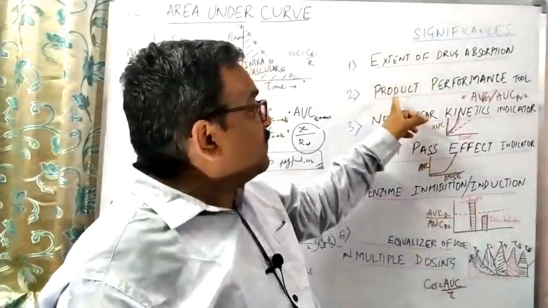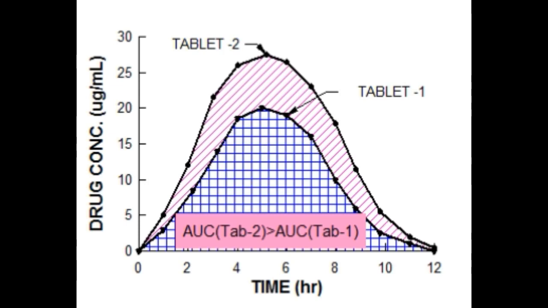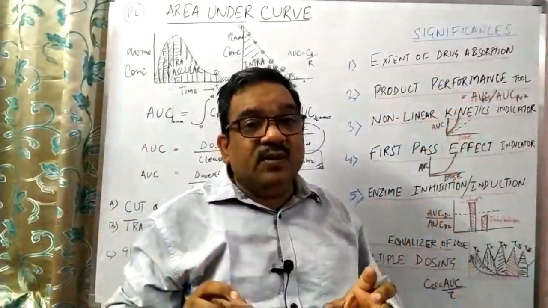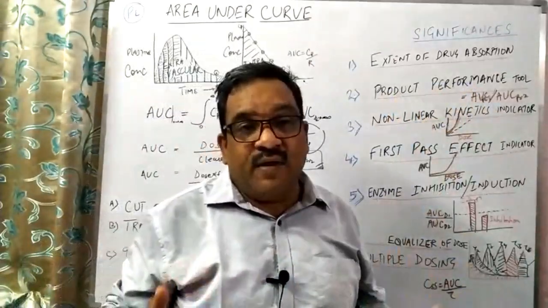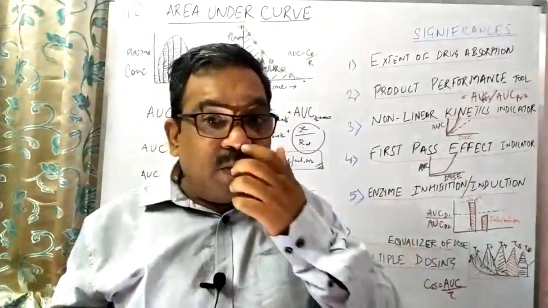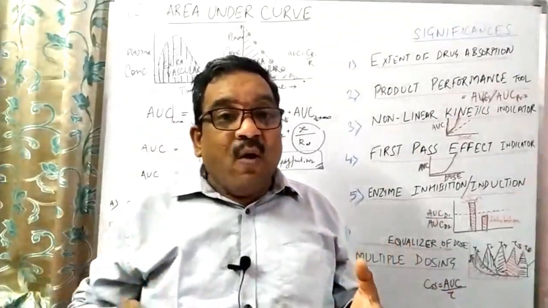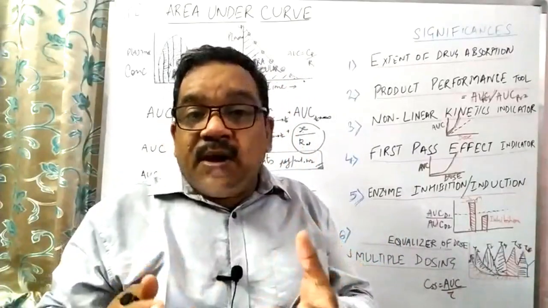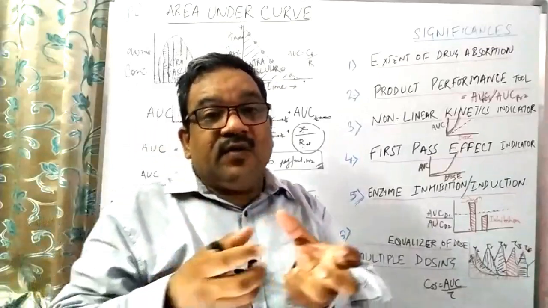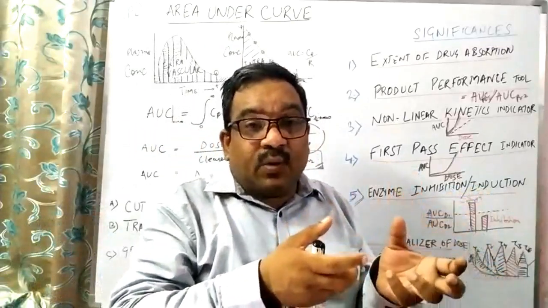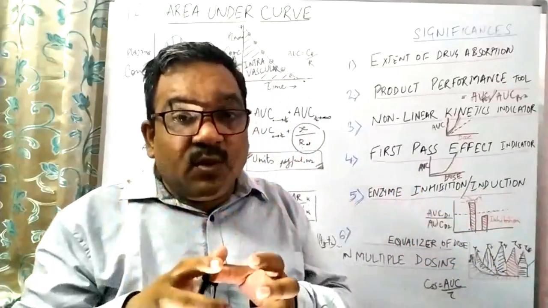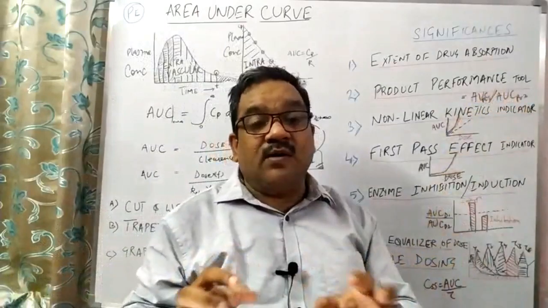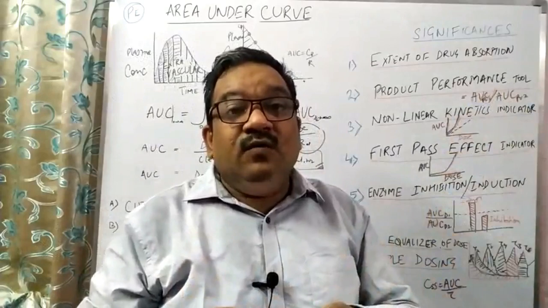Another important feature of the area under the curve is that it will tell us about product performance. Since the drug is given in various dosage forms, if we are comparing two different dosage forms, or the same dosage form but different products, we generally compare the AUC of one product versus the AUC of the second product containing the same drug given through the same route. We are just comparing the AUC of product 1 and AUC of product 2. It will just give us which product is better.